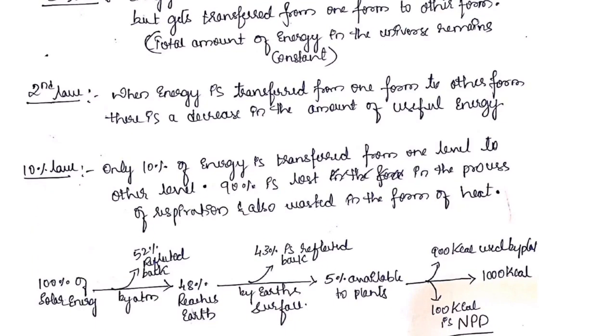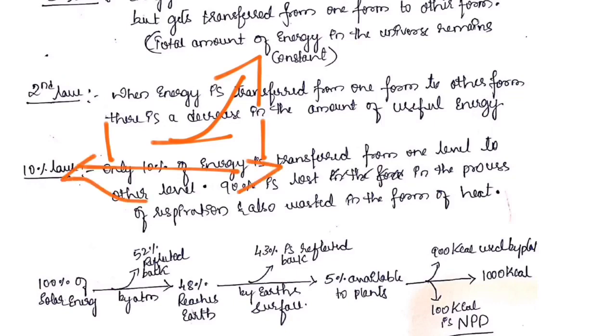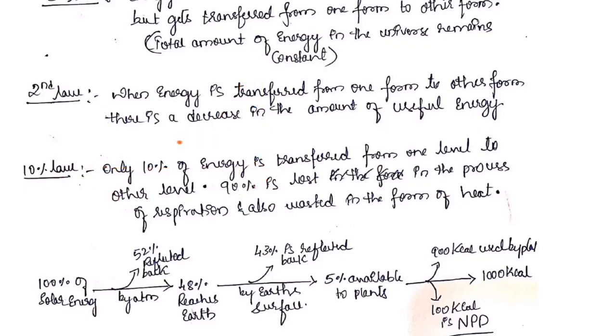Then the second law: when energy is transferred from one form to another form, there is a decrease in the amount of useful energy. Whenever the energy gets transferred from one form to another form, some amount of energy is wasted or released to the atmosphere in the form of heat. So 100% of the energy transfer does not take place. Some amount of the energy is wasted. This is known as the second law.